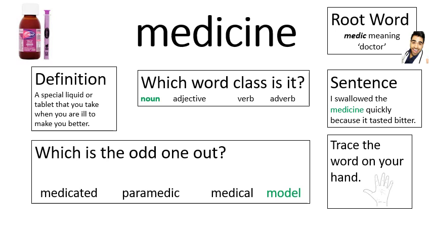The odd word out in that list was model. Medicated, paramedic, and medical are all words that use the root word medic, and model does not. Trace the word on your hand to practice the cursive spelling pattern of it, and then let's break it down on the next slide.